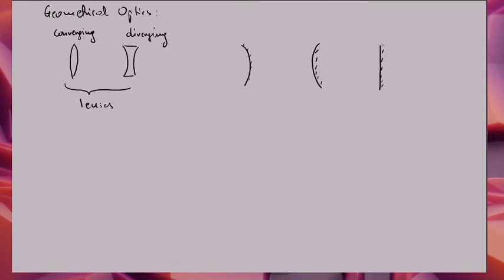Then we have mirrors. So all these are mirrors. Mirrors. Here's a flat one. Here's a concave mirror, and here's a convex. Sometimes I mix these two up, but I think I got this one right. Anyways, here's a concave and here's a convex mirror, assuming I didn't mix them up.